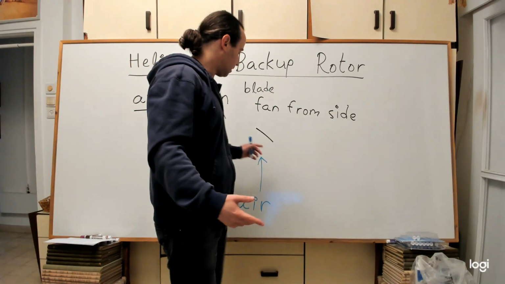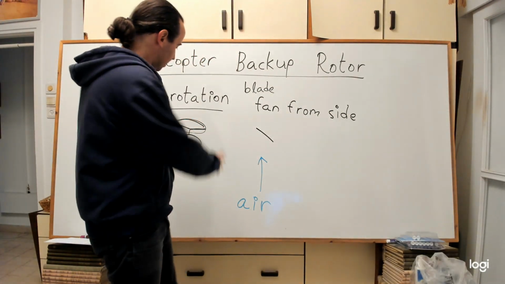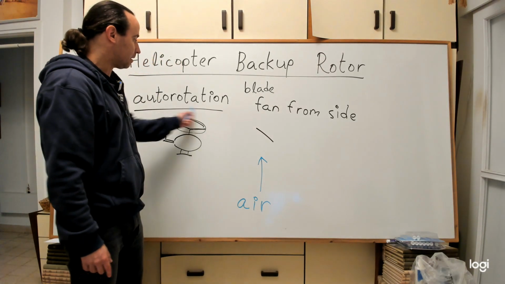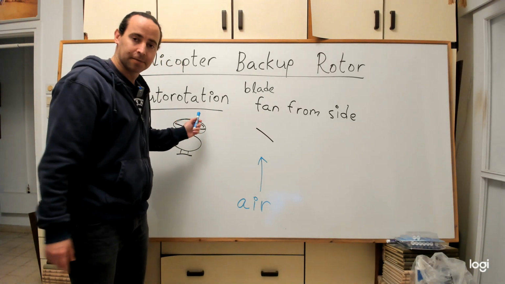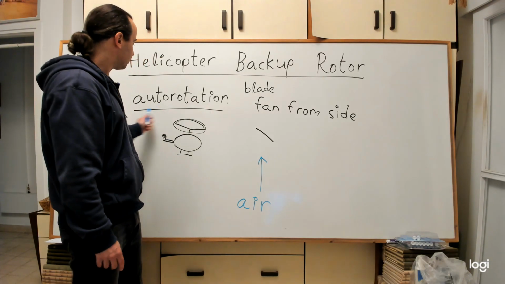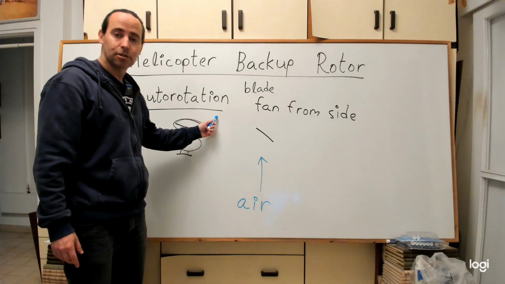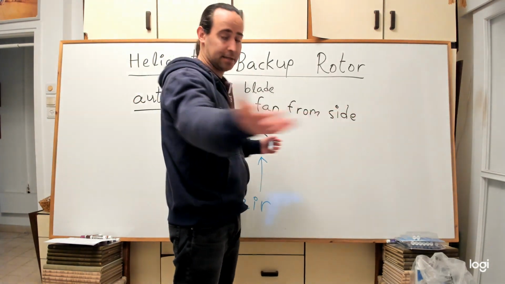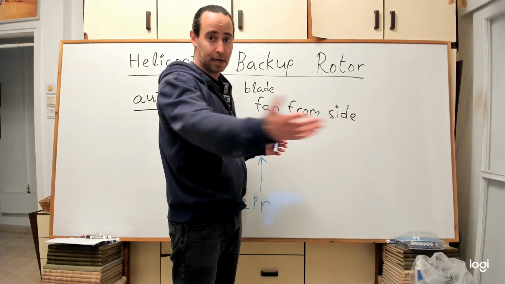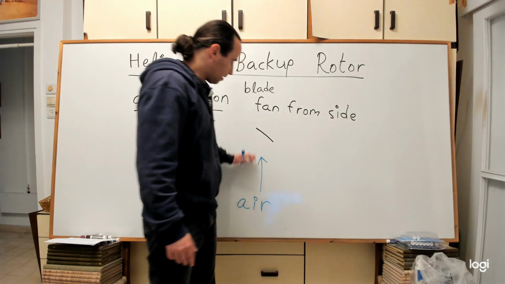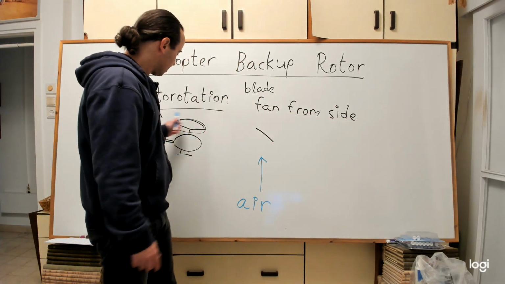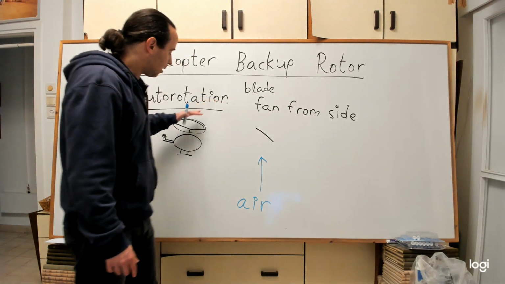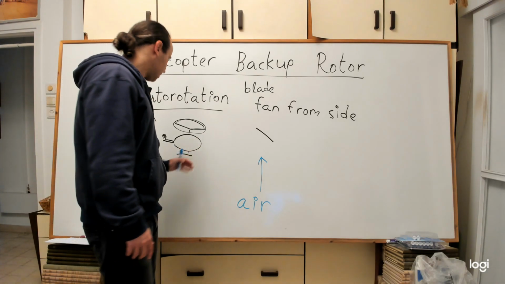But if the helicopter is falling and the pilot is putting the helicopter in the auto rotation mode, then the air is moving the blades, pushing them like this. So the rotor is still spinning and slowing down the fall.